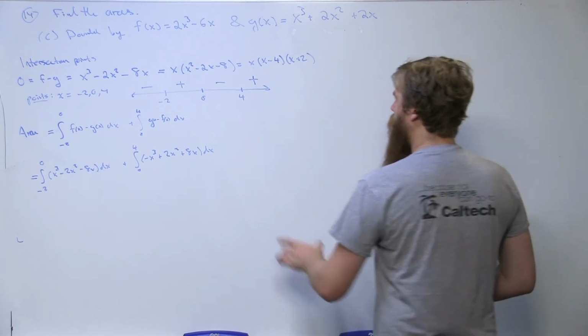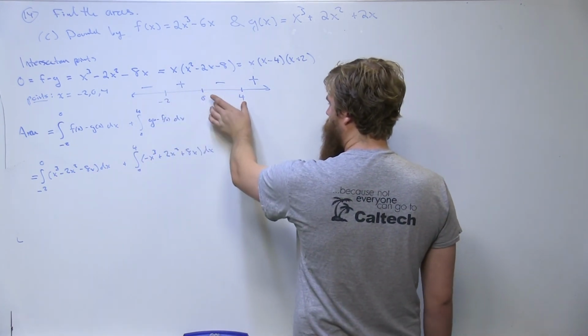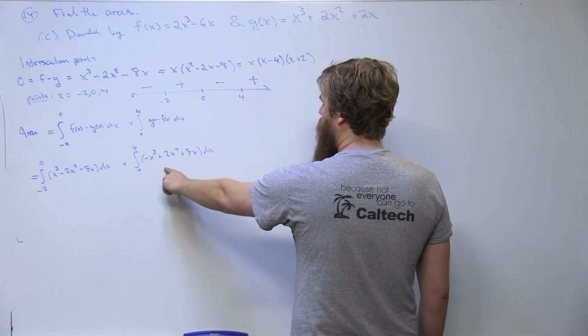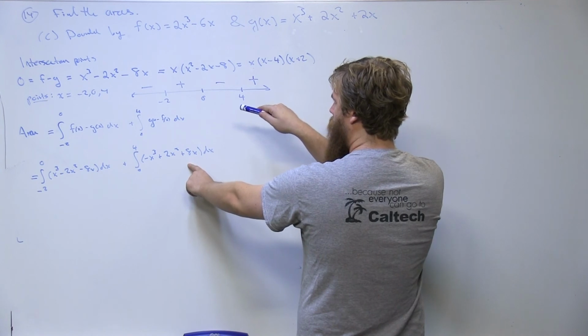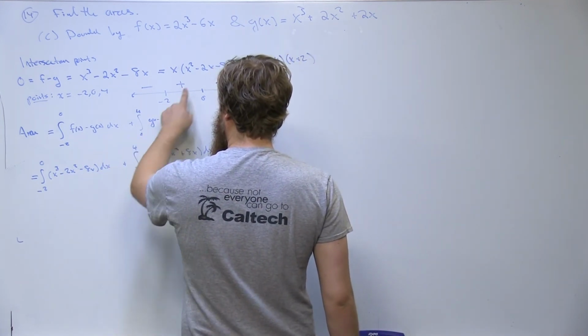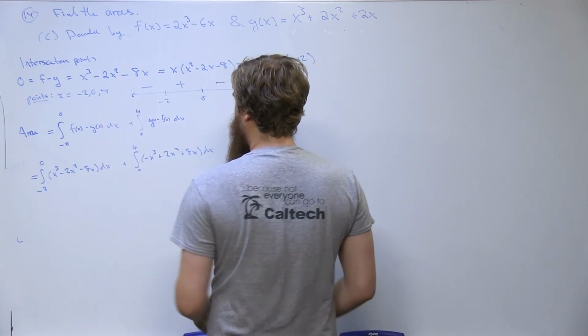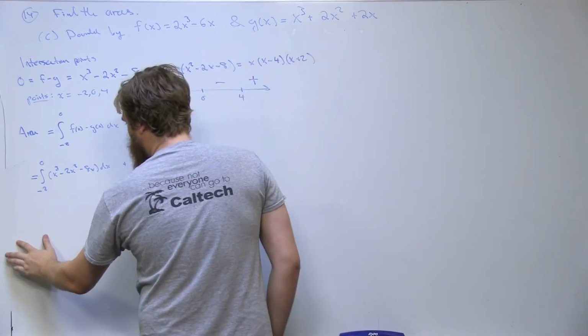All right, so on 0 to 4, I know g is larger because f minus g is negative, so I take g minus f. G minus f is negative f minus g, is -x cubed plus 2x squared plus 8x, good. And on -2 to 0, I know f is larger because f minus g is positive, so I just have to copy him down. Okay. Now we write down our antiderivatives.